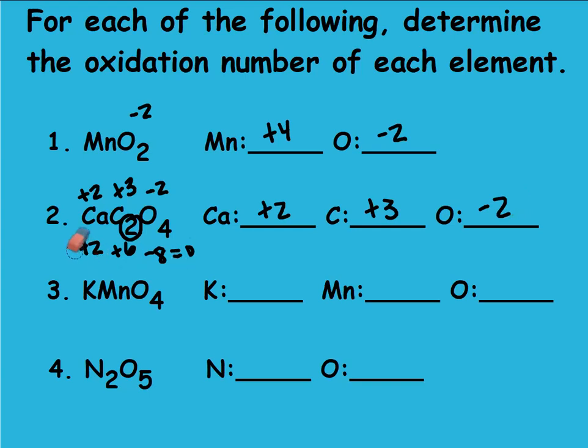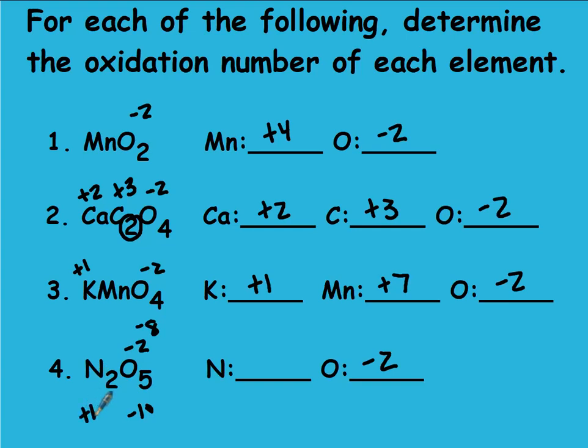For KMnO4, you should have said K was a +1, O was a -2, which means manganese must be a +7. For the last one down here, O times 5 is -10, so that's a -2, so this is a +10. 10 divided by 2, each nitrogen is a +5.